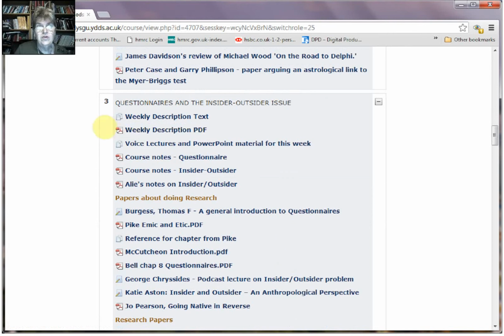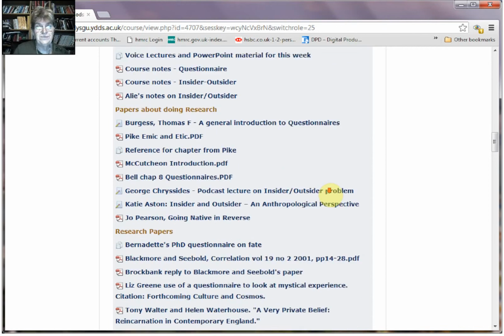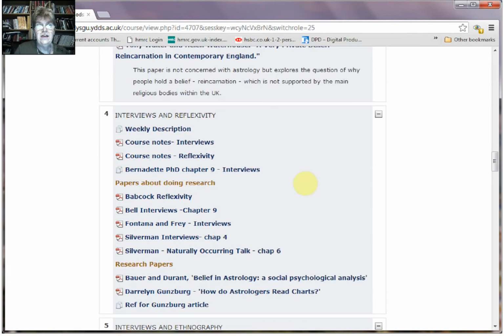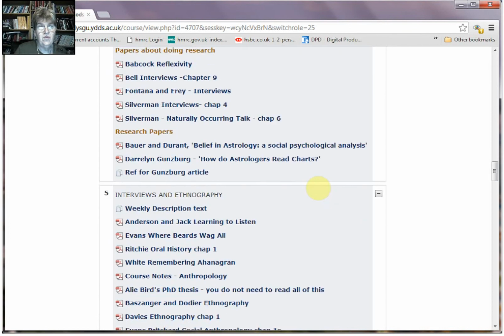Week 2, which is topic 3, we look at the idea of questionnaires, how to use questionnaires to collect data, and also the insider-outsider issue, a hugely important debate. Just where do you position yourself in terms of the research you are conducting? Week 3, which is topic 4, conducting interviews, what are interviews, different forms of interviews, and reflectivity in the sense of interviewing yourself, which is an extension of that insider-outsider discussion that we were having in the week before.